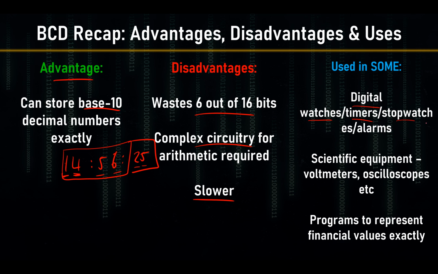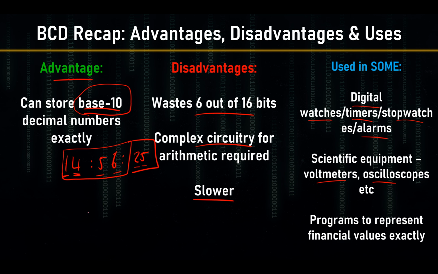Likewise for timers, stopwatches, alarms, any sort of timing thing. It can also be used in some scientific equipment, like voltmeters and oscilloscopes. Again, that's because we can represent the base 10 decimal numbers exactly. So if we want high accuracy, then you can use BCD. Also some programs use it to represent financial values exactly.